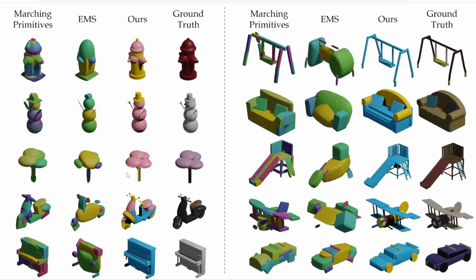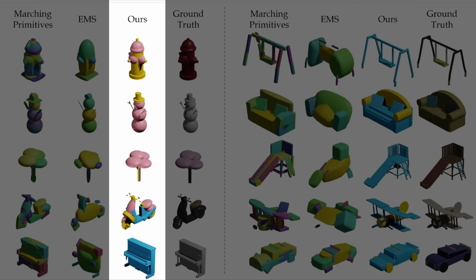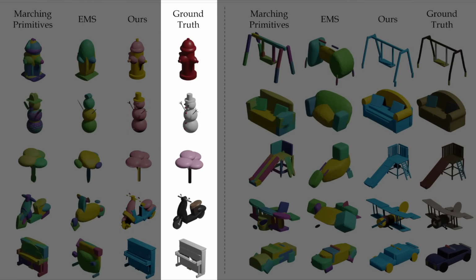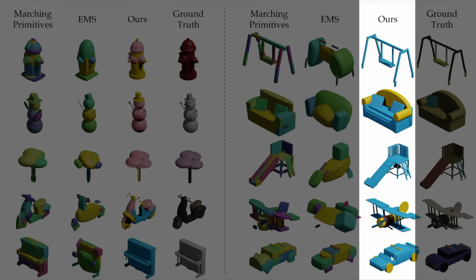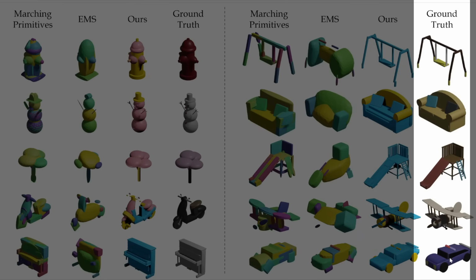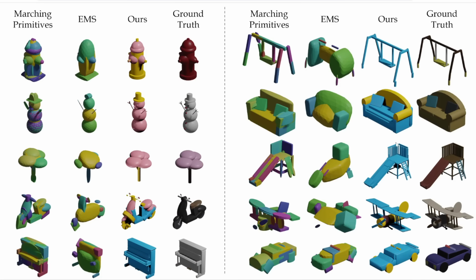And if you compare this with other tools, the third column is Tencent's new PrimitiveAnything, and the last column is the ground truth. And as you can see, this new one is just a lot more accurate. So here's another example where this column is the new PrimitiveAnything, and the last column is the ground truth. Compared to the other methods, PrimitiveAnything is just way more accurate.